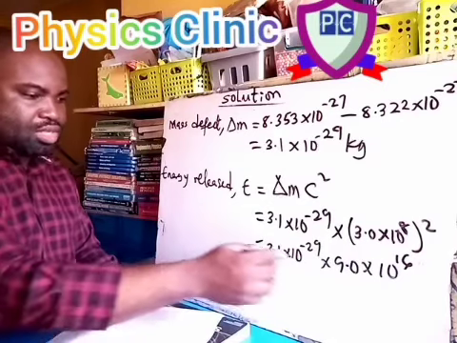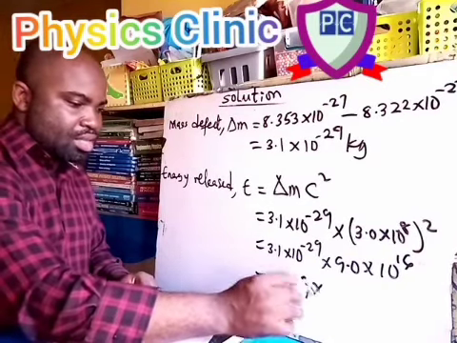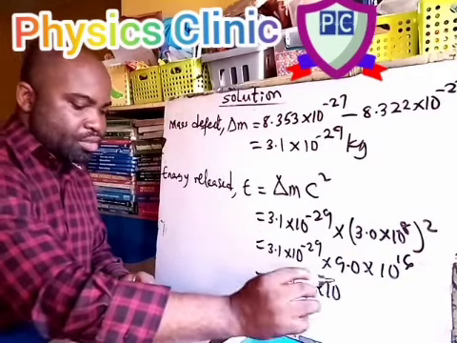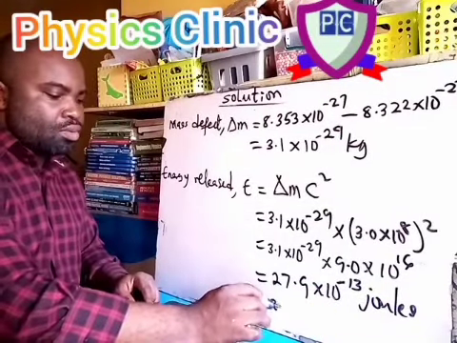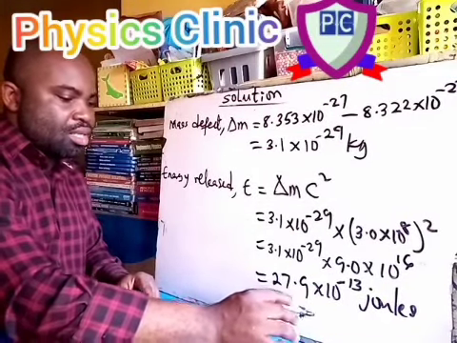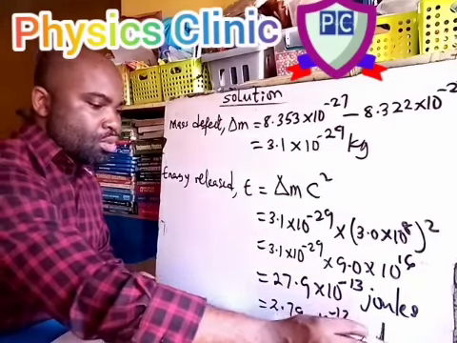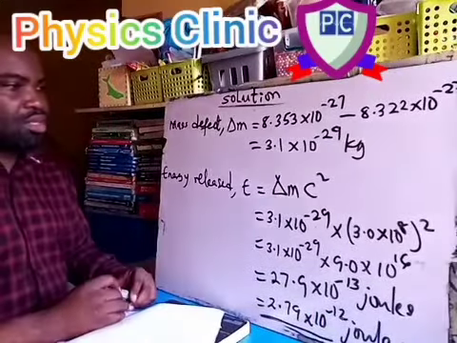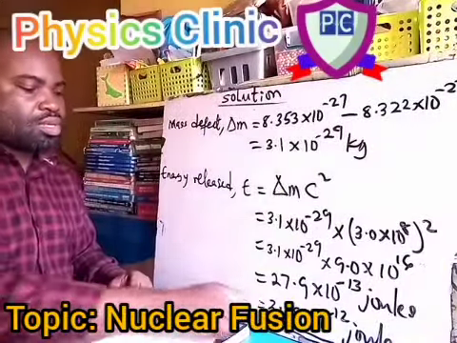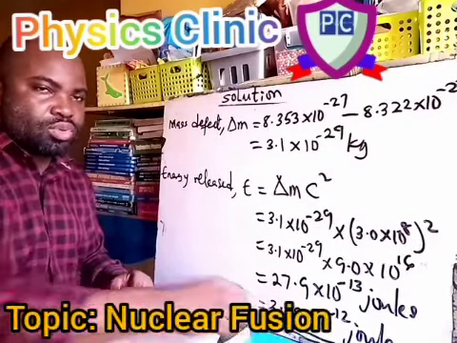So if you multiply out, you are going to have 27.9 times 10 raised to the power minus 13 joules. But in standard form, this will be 2.79 times 10 raised to the power minus 12 joules. So the energy released during this nuclear fusion reaction is 2.79 times 10 raised to the power minus 12 joules.